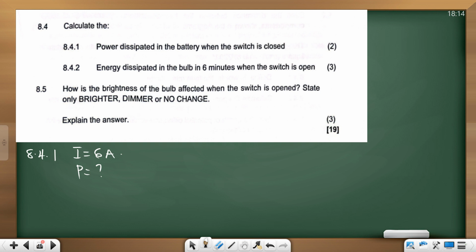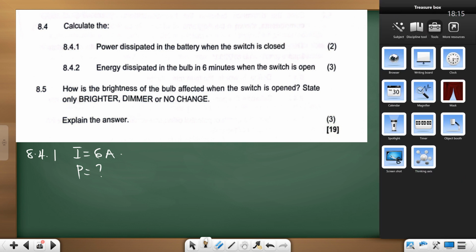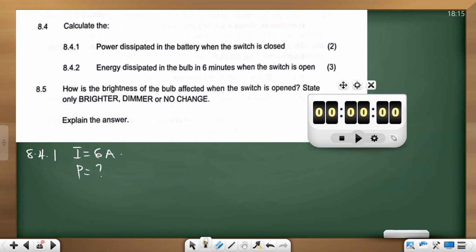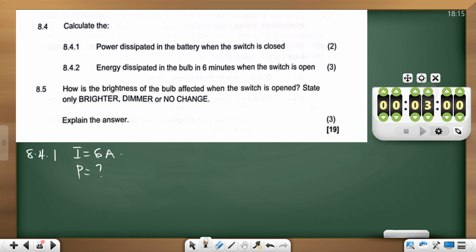Okay, you know what I'm going to ask you to do? I want to look at the corrections at once. So please, let's do 8.4.1, 8.4.2, and 8.5 quickly. Let me give you 6 minutes. Quickly. 5 minutes.